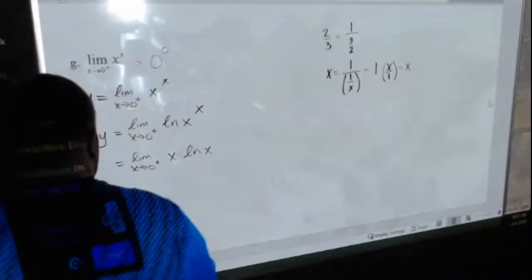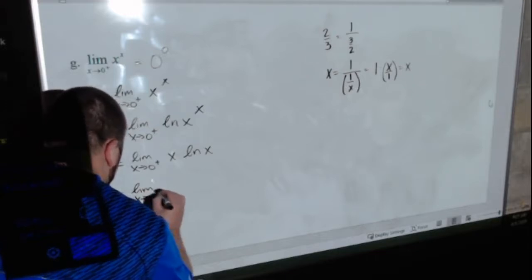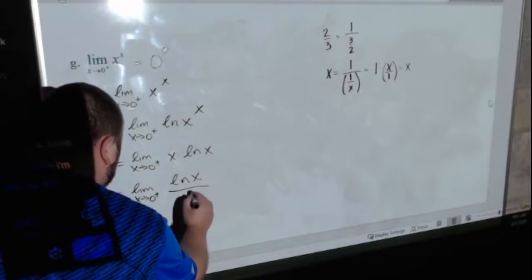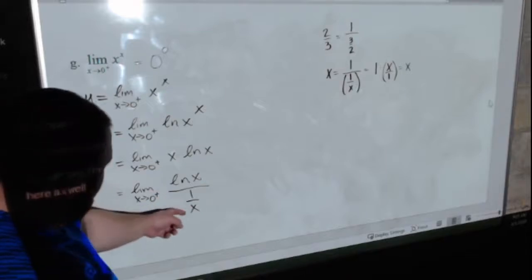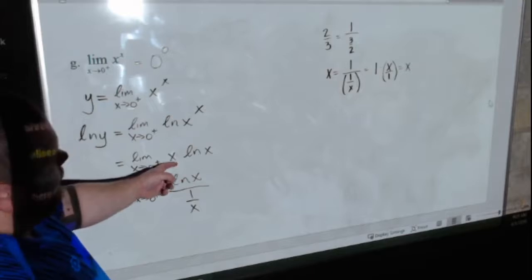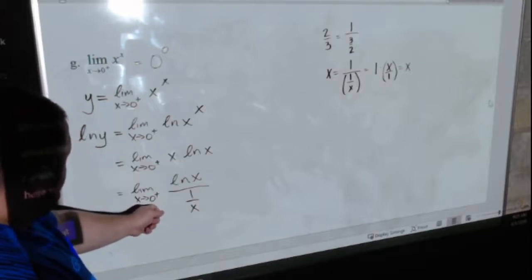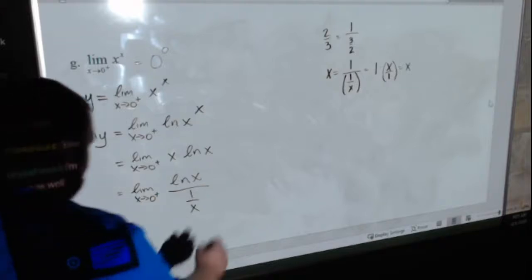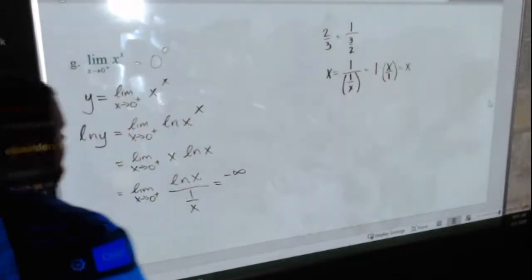So I can come over here and change this to natural log of x divided by 1 over x, because dividing by 1 over x is the same thing as multiplying by x. Now I had to do that because I've got to get one of those indeterminate forms. So if I plug 0 in, natural log of 0 is negative infinity.